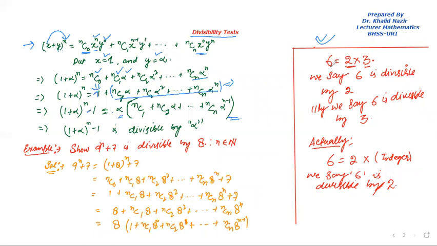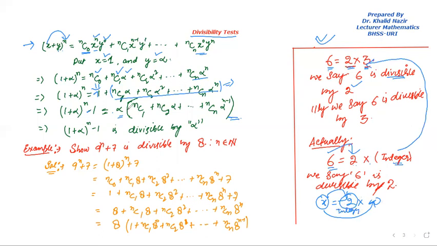Suppose 6 can be written as 2 into 3. What we say is that 6 is divisible by 2, right? So in the real sense, I can write 6 is equal to 2 into some integer. Here in this case the integer was 3, right? So whenever 6 is written as 2 into some other integer, we say 6 is divisible by this 2, right? So similarly, suppose I have a quantity x equal to 2 into some integer, say w, so we say x is divisible by this 2. Similarly, I can also say that x is divisible by w, because in that case 2 is the integer, right?